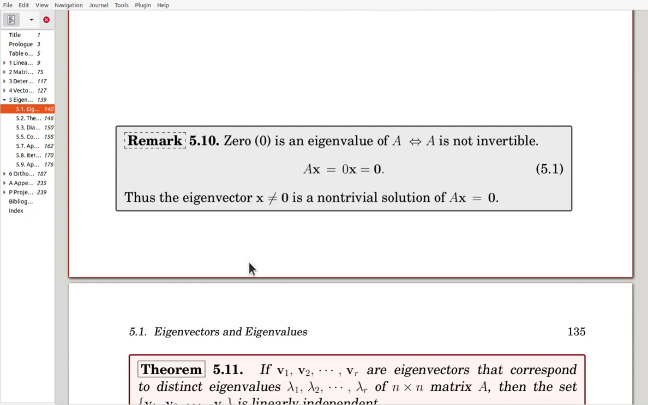If 0 is an eigenvalue of A, it means A is not invertible. Once 0 is an eigenvalue of A, then Ax equals 0x, which is 0, where x is non-zero because x is an eigenvector. So Ax equals 0 has a non-trivial solution, which means A is not invertible. Once A is invertible, the homogeneous equation has only the trivial solution. So for an invertible matrix, 0 cannot be an eigenvalue.